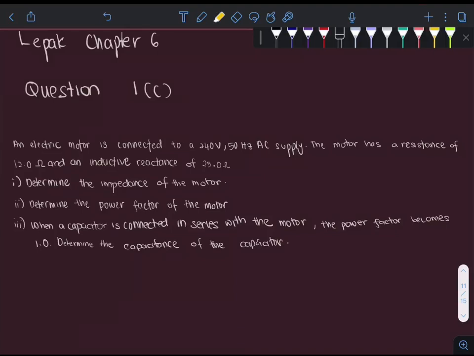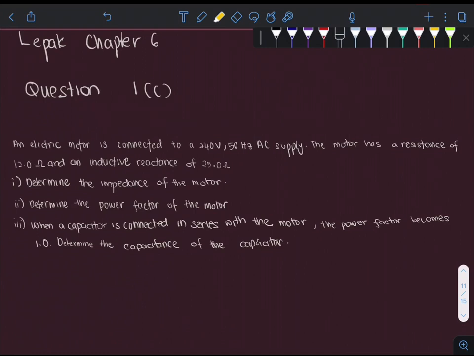So now we are going to look at LEPAK chapter 6 question 1c. We have in the question an electric motor is connected to a 240 volt 50 Hz AC supply. The motor has a resistance of 12 ohm and an inductive reactance of 25 ohm. Determine the impedance of the motor, determine the power factor of the motor, and when a capacitor is connected in series with the motor, the power factor becomes 1. Determine the capacitance of the capacitor.